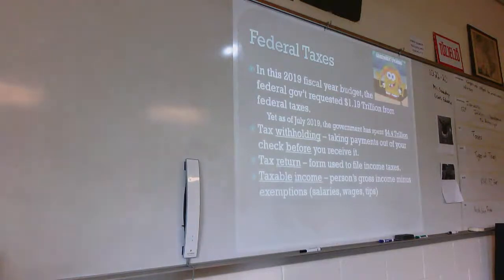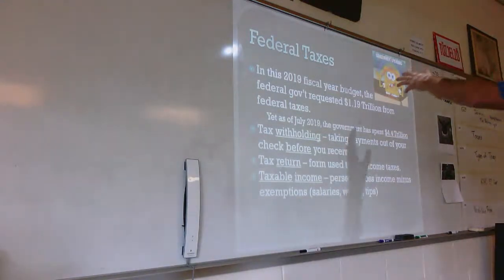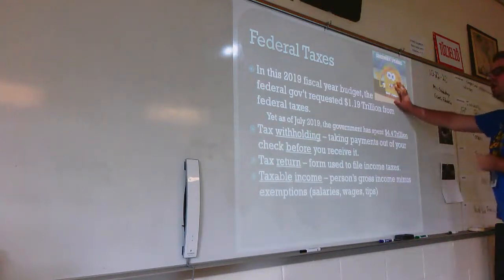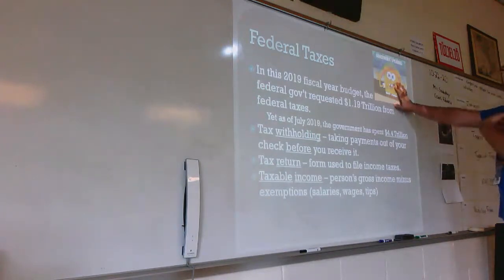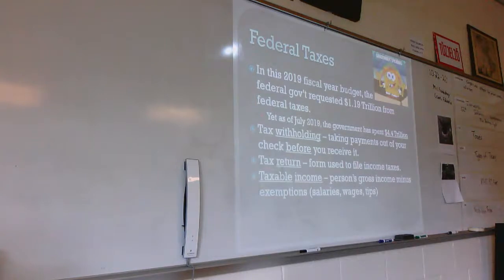Alright, so when you're looking at federal taxes, again, this is how the government makes their money. So the government makes their money through their taxes and they spend their money through the budgets. So let's look at a couple things about tax returns before we start playing around with them.